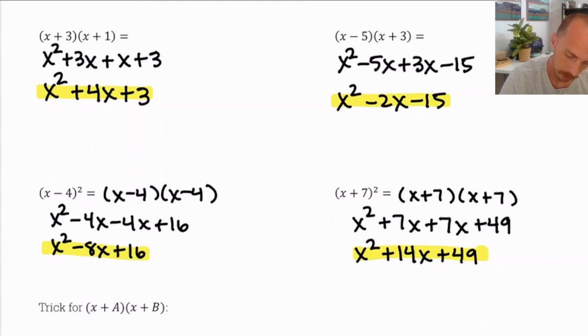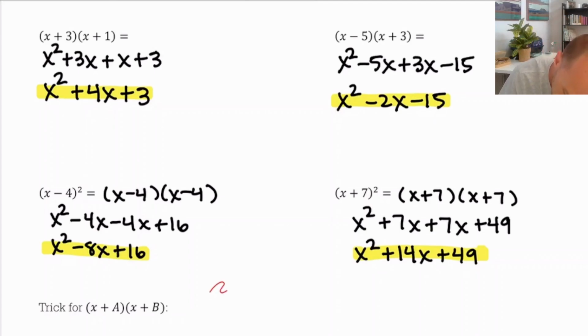So I'm over here, I'm saying, when I multiplied x plus 3 times x plus 1, the number in the middle was the sum of those two, the 3 and the 1. And the last number was the product of them. Same thing for the second example. Negative 5 and 3, I add those together and I get negative 2. I multiply them, I get negative 15. With x minus 4 squared, if you look at it as x minus 4 times x minus 4, you add those together and get negative 8. You multiply them, you get positive 16. It's the same story down in the bottom right.